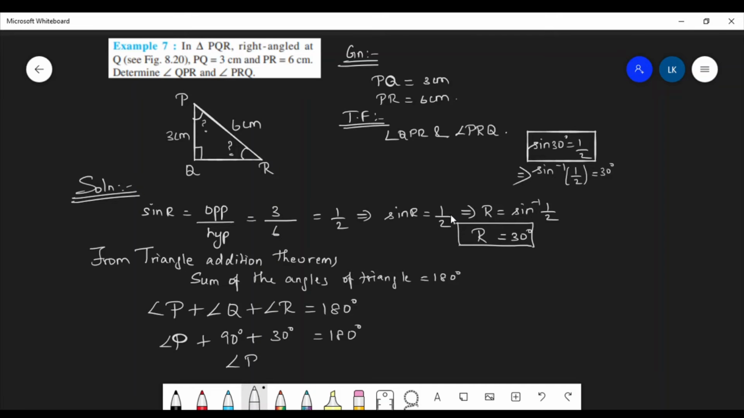Therefore angle P is equal to 180 minus 120, which is nothing but 60 degrees. Angle P is 60 degrees and angle R is 30 degrees. Therefore, we have found angle QPR and angle PRQ. Hence the result.